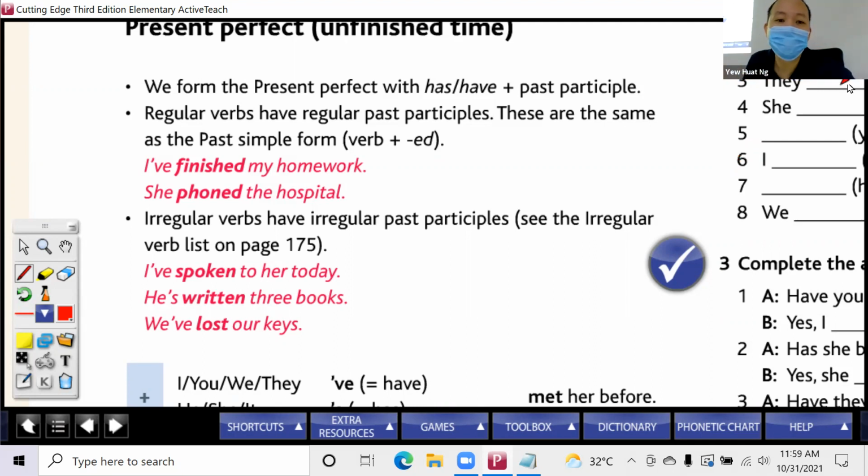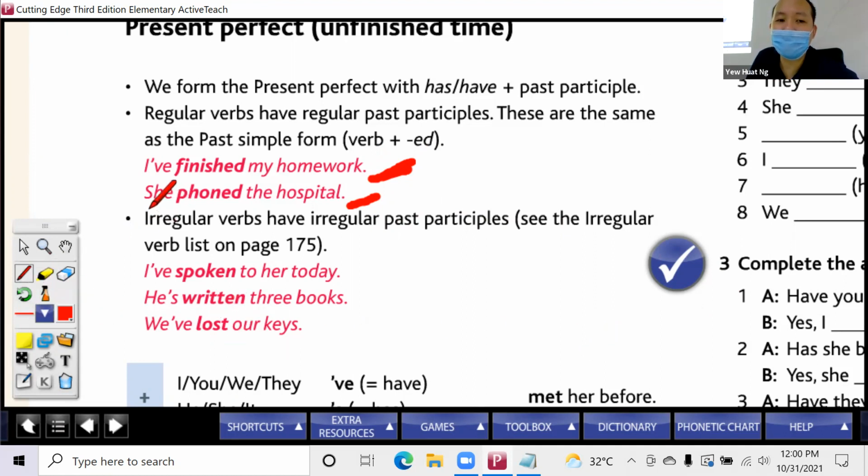Okay? See, she phoned the hospital. So what tense is this? The first one, I finished my homework. This is present perfect or past tense? Present perfect. The second one is past tense, right?